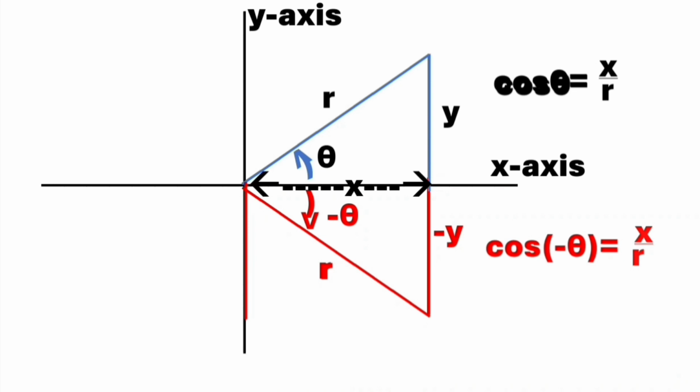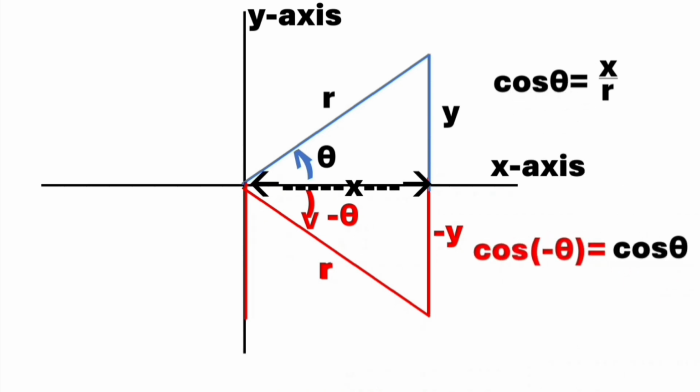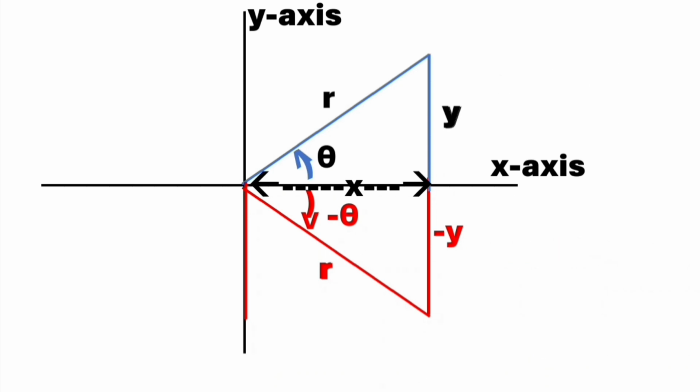But x over r is equal to cosine of positive angle theta, so cosine negative angle theta is equal to cosine of positive angle theta. In case you ask why r is not negative, this is due to the fact that r is calculated using Pythagorean, as r is equal to the square root of x squared plus the square of negative y, which results in a positive r. For sine of positive theta, it's equal to y over r.